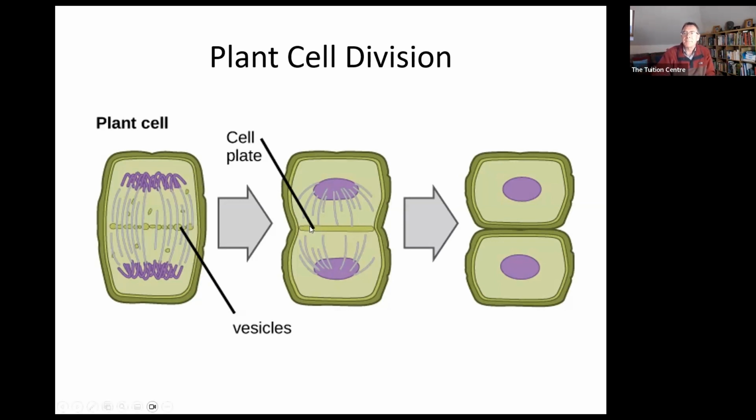So it's cell vesicles leading to a cell plate, which leads to a cell wall held together by the middle lamella. That's the cell division story.